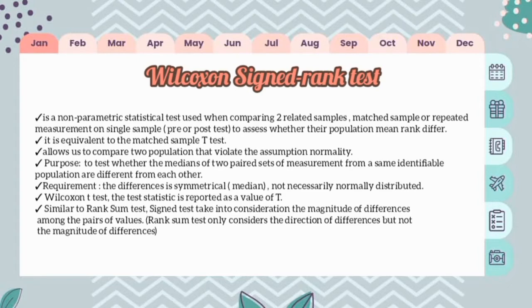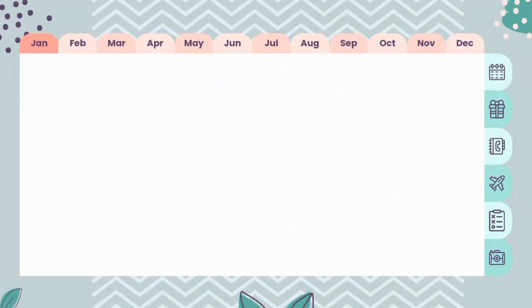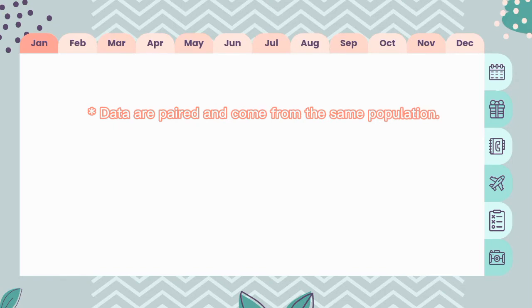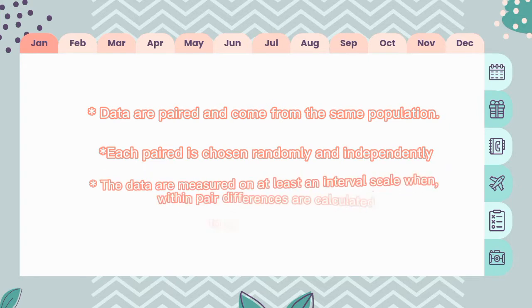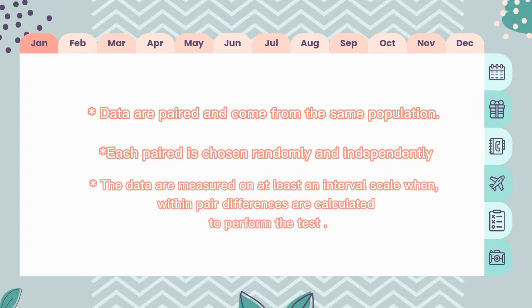Similar to the rank sum test, signed rank tests take into consideration the magnitude of difference among the pairs of values. Rank sum tests only consider the direction of differences but not the magnitude of differences. For assumptions, data are paired and come from the same population. Each pair is chosen randomly and independently. The data are measured on at least an interval scale. Within-pair differences are calculated to perform the test.